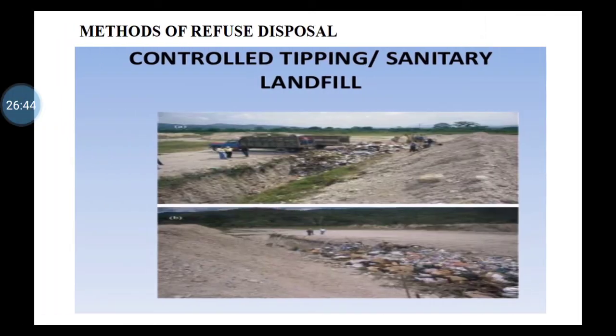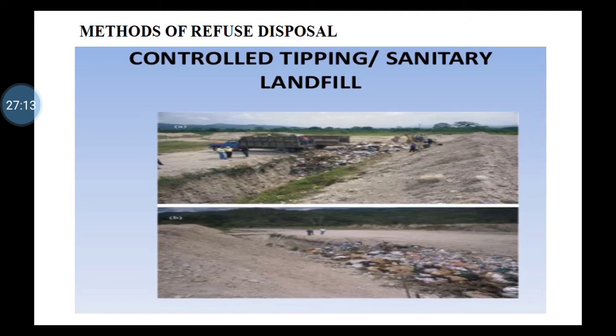Next is controlled tipping. It is also called sanitary landfill. Now in this method, trenches are dug open. See how the trenches are dug. They may be 3 feet or 6 feet deep. The land is open. The refuse is put in these trenches and finally it is covered with earth.